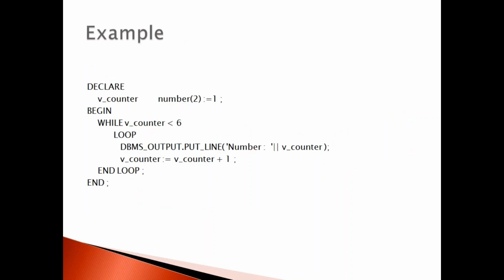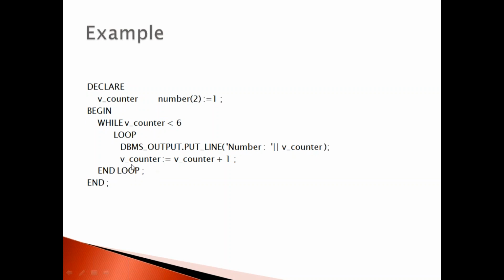If you see the same example in the while loop scenario, here we have written while counter less than 6. Whenever the condition is satisfied, only then will it enter the loop. If it doesn't satisfy, it simply comes out of the loop. So declare the number, begin section, end section, and then while counter is less than 6, perform the looping, increment the value, and then end.